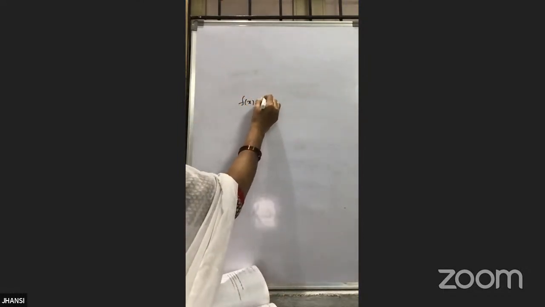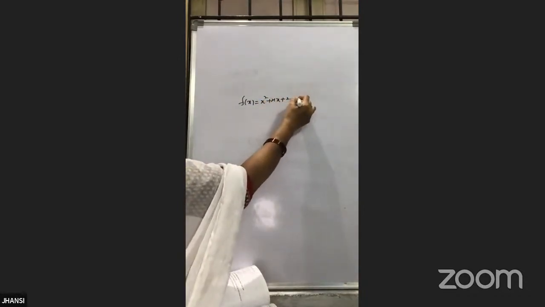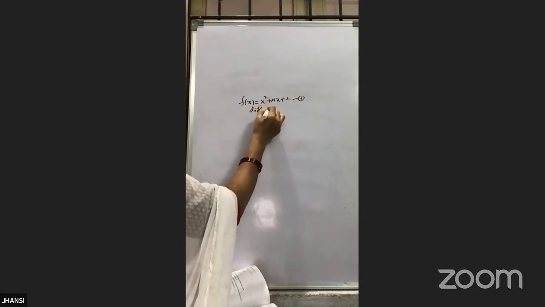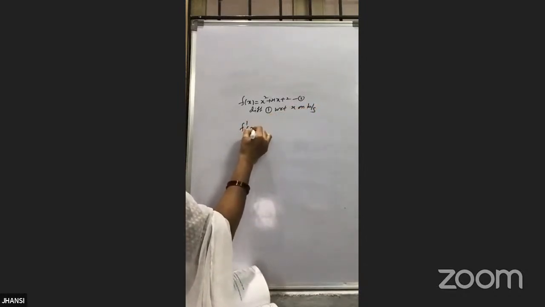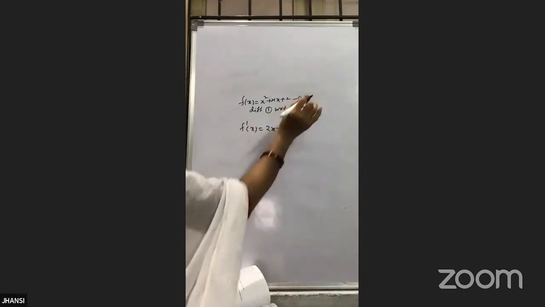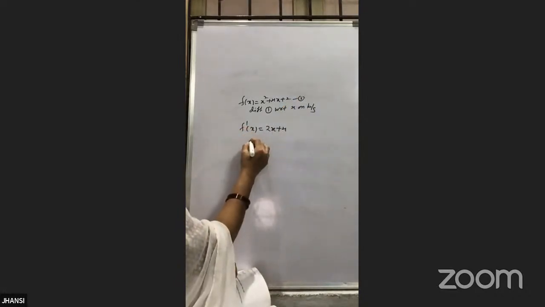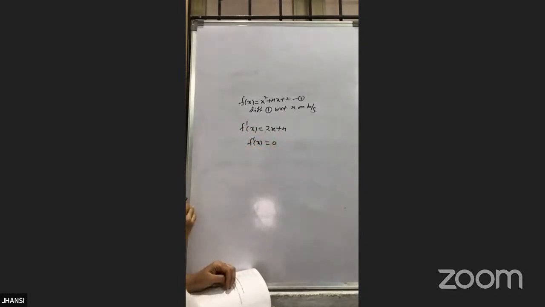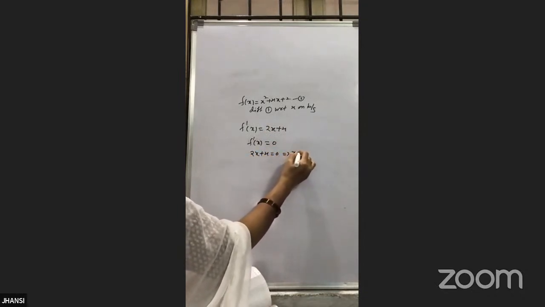First thing, a function will be given in the problem like this: f of x equals x square plus 4x plus 2. Take it as equation 1. Now differentiate 1 with respect to x on both sides. You'll get f dash of x equals 2x plus 4, since the derivative of constant 2 is 0. Now to see whether the given function is increasing or decreasing, take f dash of x equals 0. So 2x plus 4 equals 0, which implies x equals minus 2.